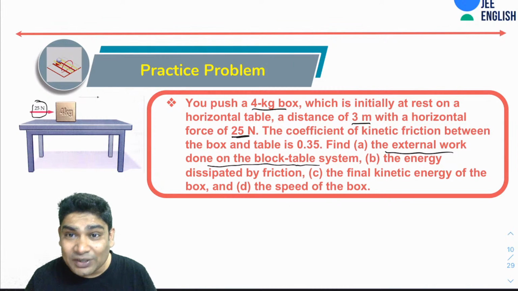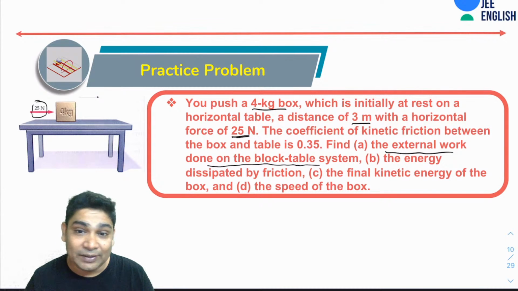Okay, so 33 Newton. What is 33 Newton? What has been asked of you? See, read the question carefully. What has been asked of you? Part A is asking the external work done. So how can the answer be 33 Newton? Has to be joules.